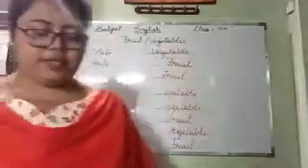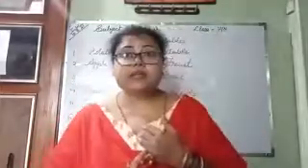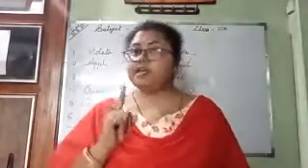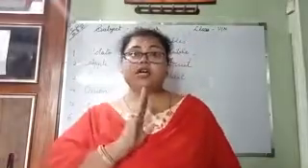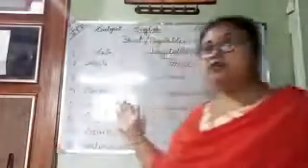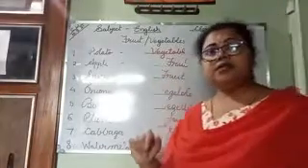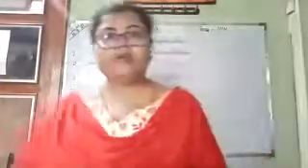So understand, students, what I have taught you. Learn the spelling of vegetables. Then fill in the blanks: whichever color, you have to write the vegetable. Then you have to identify whether these are vegetables or fruits. Understand? So today's teaching is over, students.